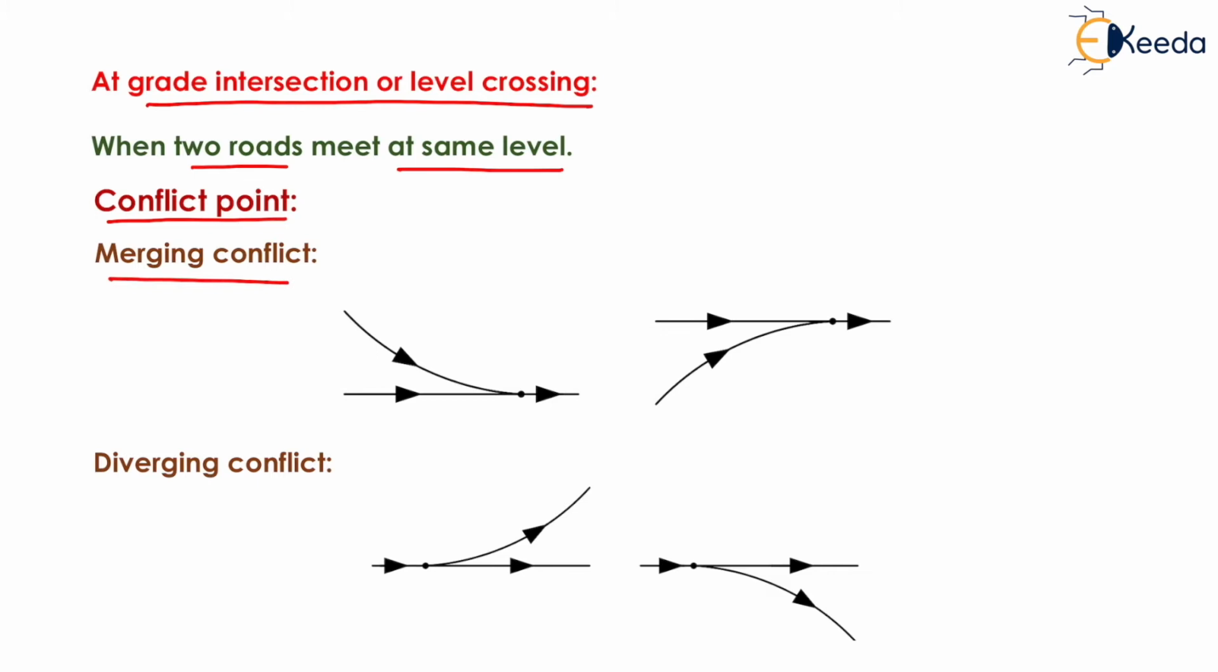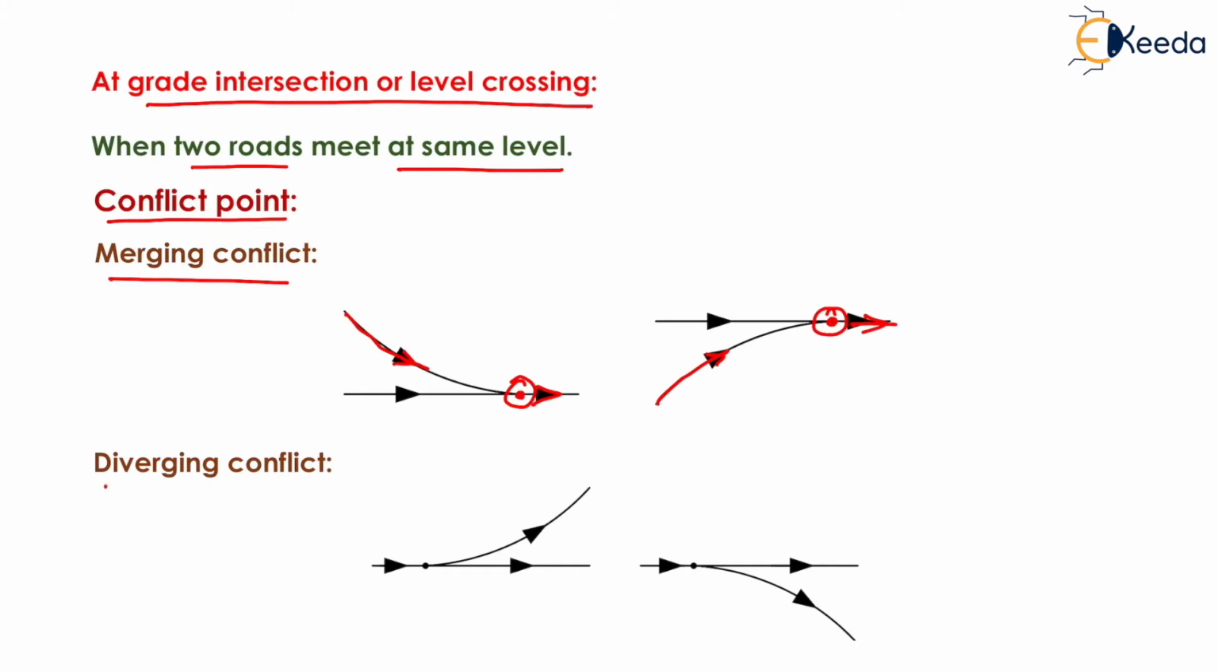Suppose one vehicle is trying to move from this road so that it can merge on this road, so there will be one conflict point arising here. Similarly, if some vehicle tries to merge from this direction to this direction, then there will be one conflict point, and this conflict point is known as merging conflict.